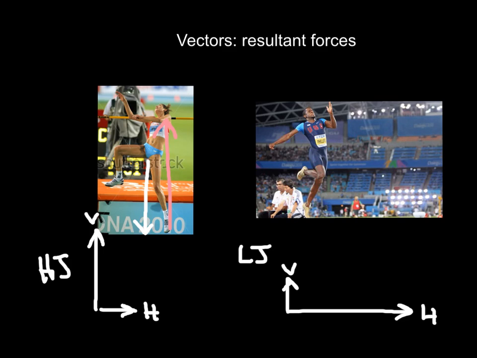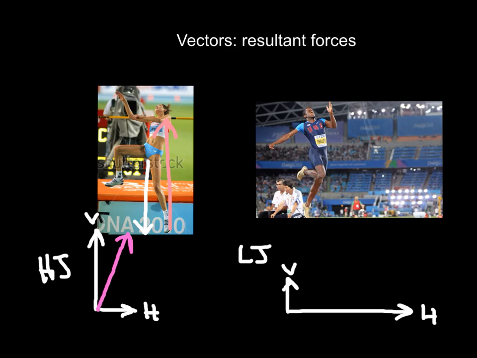So what's basically going to happen here is Blanka Vlasic is going to put a small amount into the horizontal. So when she contracts her takeoff muscles, a small amount of that force is going to be applied in a horizontal direction, but the bulk of it is going to be applied in a vertical direction, and she's going to do that type of movement. She's going to go in that direction, which is exactly what she wants in a high jump.